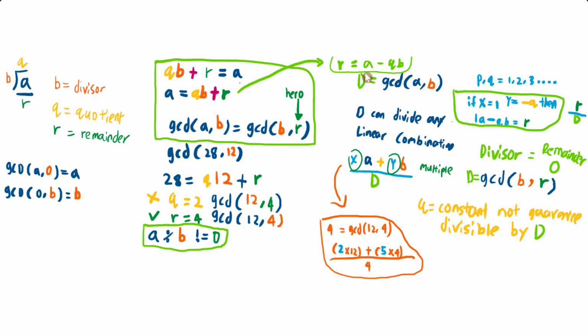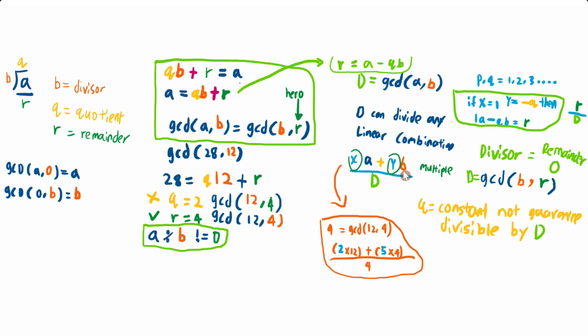Do you agree? For example, our GCD of 12 and 4: say 2 multiplied by 12 plus 5 multiplied by 4, and we divide by 4. Suppose we know the answer is 4, the greatest common divisor. We can divide, and our remainder is actually 0. Then this is correct. Any linear combination is valid.